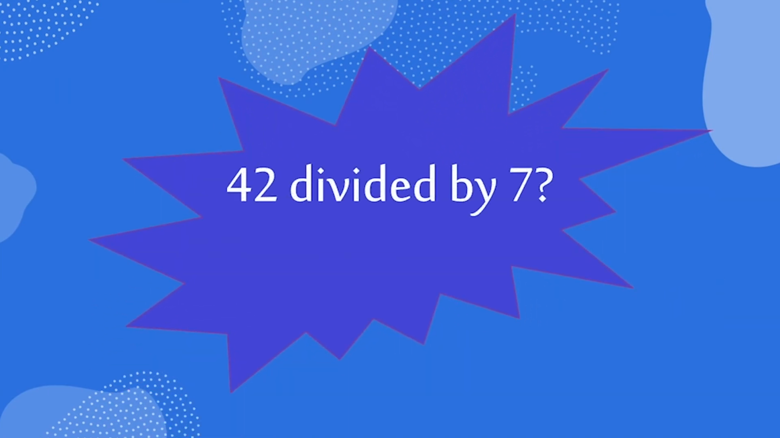Here's that second question. Can you find what 42 divided by 7 is? Do so by determining what times 7 equals 42. The answer would be 6. 6 times 7 equals 42. 42 divided by 7 equals 6.